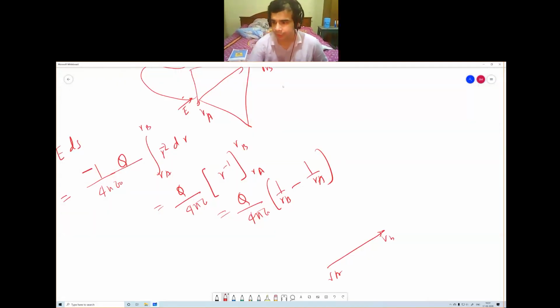Second, E is still along RAB, but I am now not moving like this. I am moving here to this RA prime. Now I am moving in a direction which is in phi, perpendicular to this R at this point. What is the field now? We will find the field once again exactly the same, because from here to here there is no work.